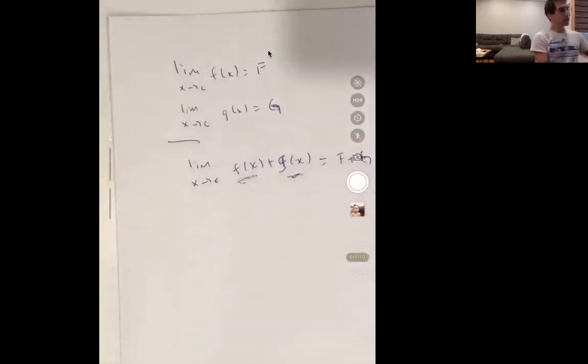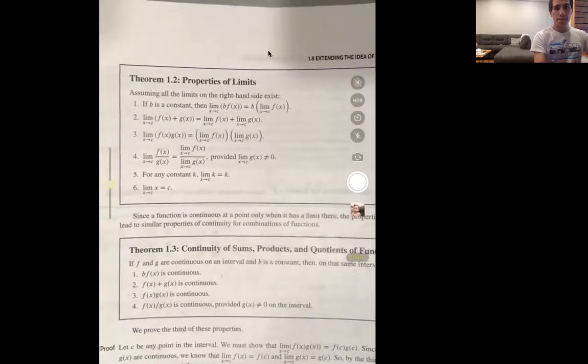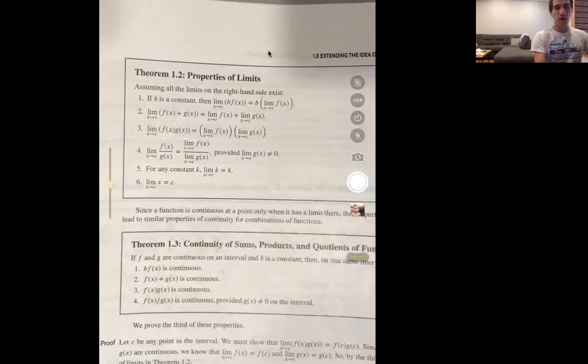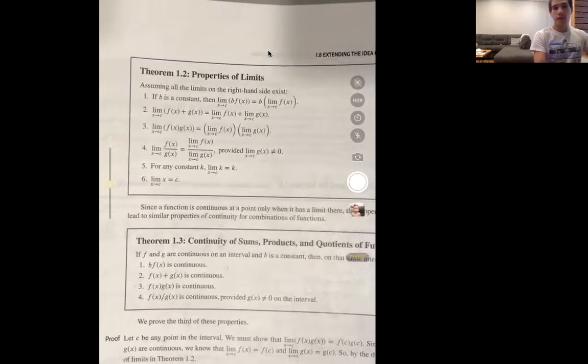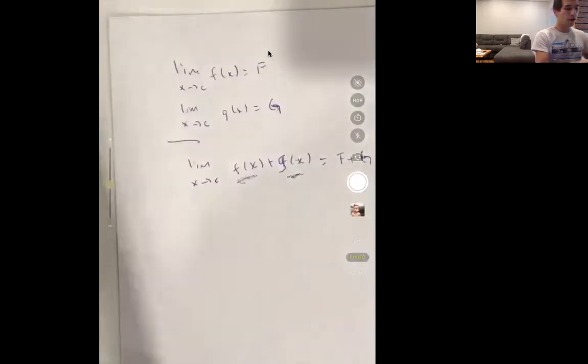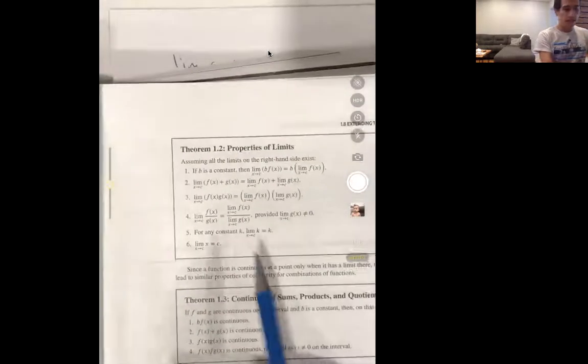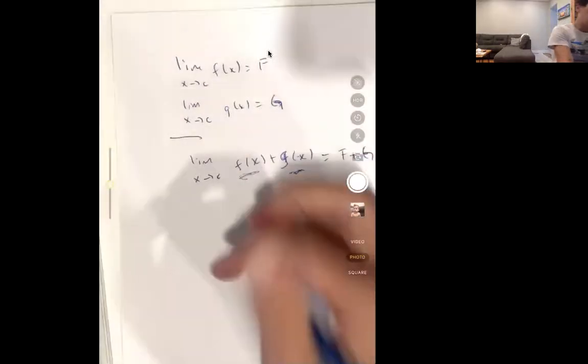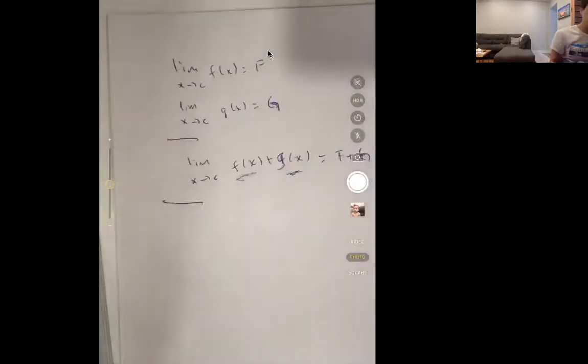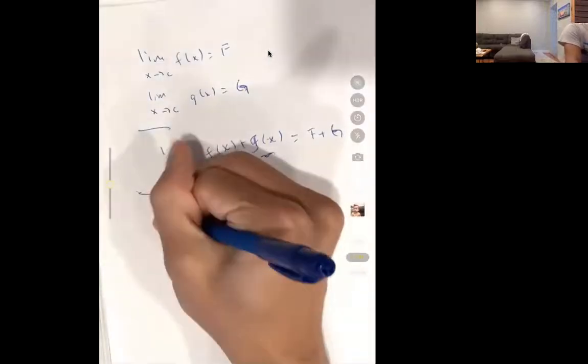And the properties of limits in theorem 1.2 in your book, most of them are pretty straightforward, and this is very useful for calculating limits. So most of them are pretty straightforward. I want to say something at the end of the video just about number 4, which is maybe the trickiest one. So they're very useful for calculating limits sometimes. Let's maybe look at an example.